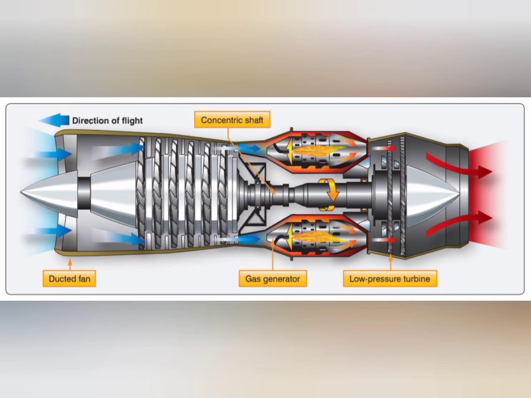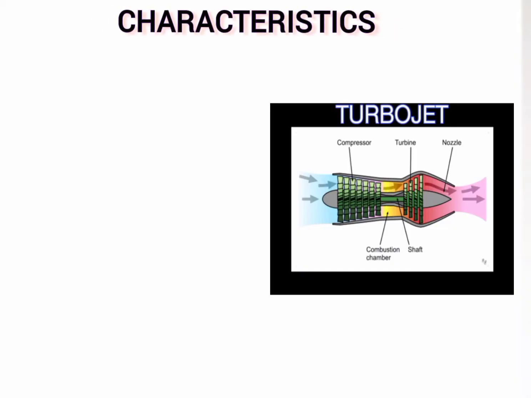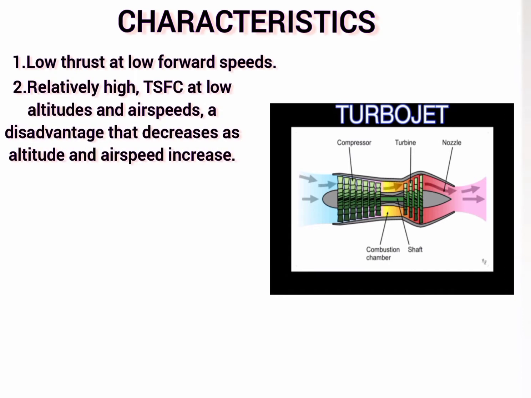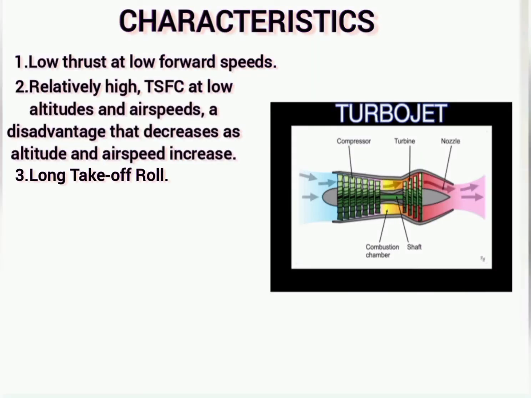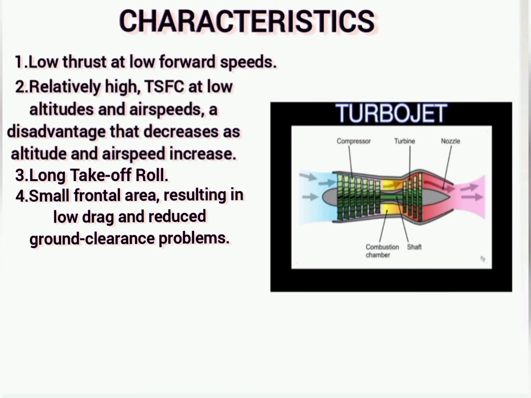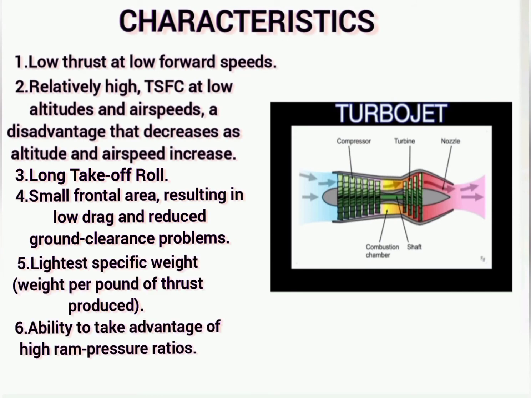All the air ingested by the inlet is passed through the compressor, combustor, and turbine. Characteristics of turbojet: low thrust at low forward speeds, relatively high TSFC at low altitudes and airspeeds, a disadvantage that decreases as altitude and airspeed increase, long takeoff roll, small frontal area resulting in low drag and reduced ground clearance problems, lightest specific weight, weight per pound of thrust produced, ability to take advantage of high ram pressure ratios.